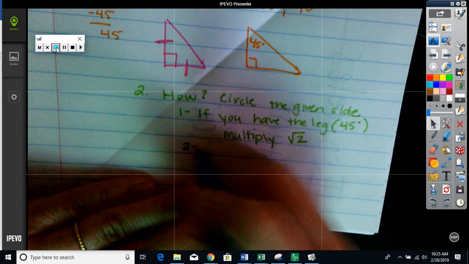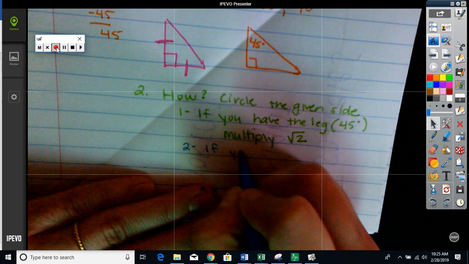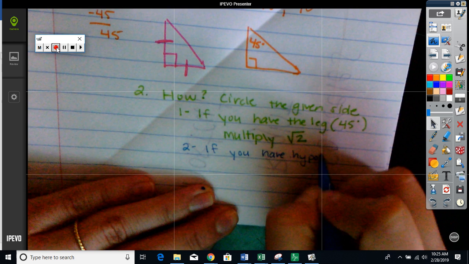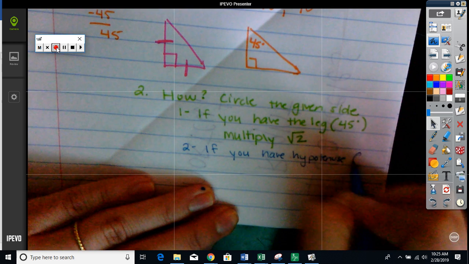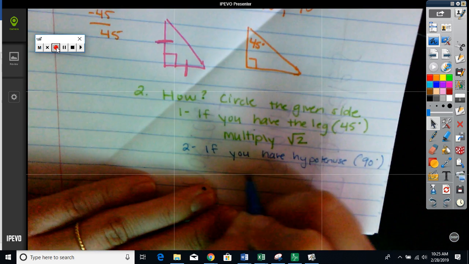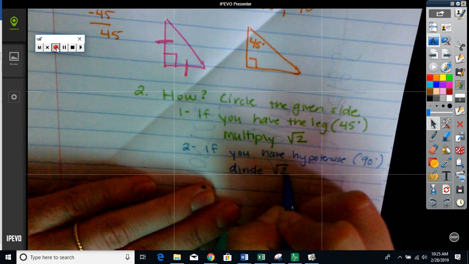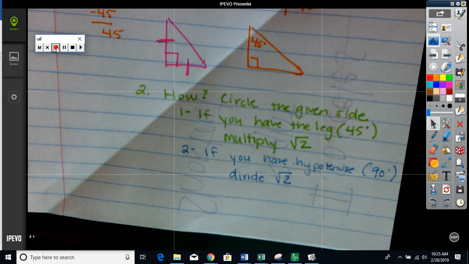But if you have the hypotenuse, that one's across 90. All you do is divide by square root of 2. That is it.